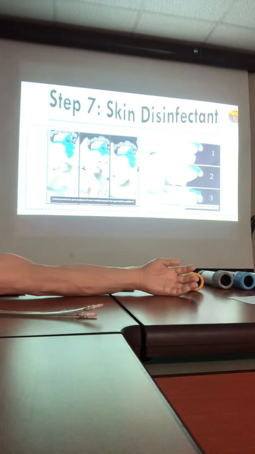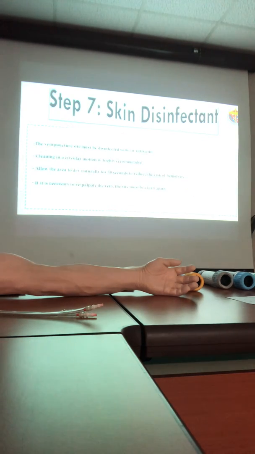Step number 7: skin disinfectant. Usually using the 70% isopropyl alcohol for the disinfectant. The venipuncture site must be disinfected with an antiseptic. Cleaning in a circular motion is highly recommended, from in to out. Allow the area to dry naturally for 30 seconds to reduce the risk of hemolysis.